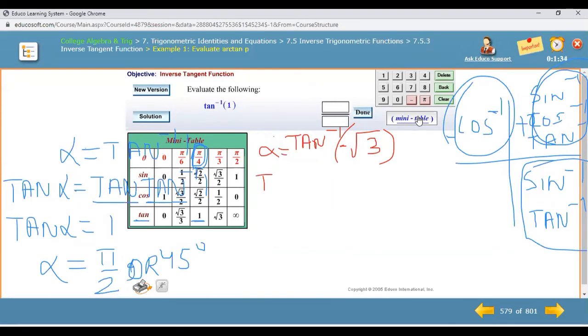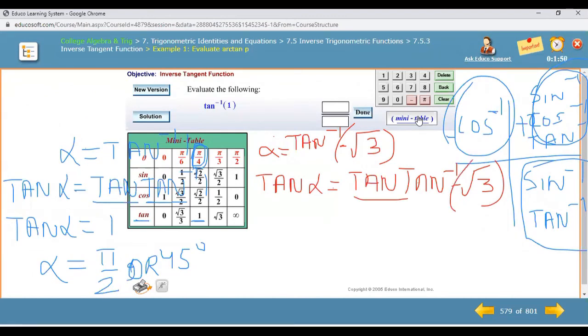So what I'll do, I'll operate tangent on both sides. Tangent alpha is tangent inverse negative radical 3. These two neutralize. It gives me tangent alpha is what? Negative radical 3. Now first thing I check where tangent is radical 3. Ignore the sign. First check where it is radical 3. Radical 3 is at what angle? Pi over 3.